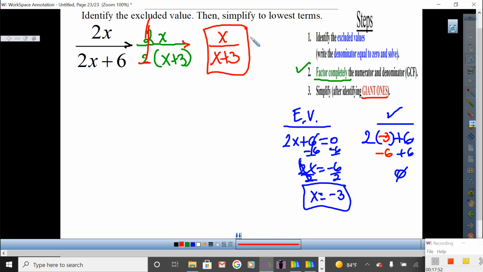All right. From 1 to 5, how comfortable are you with simplification? Yeah, 5, 5, 5, 5, okay. How about with excluded values? Yes. We got this, yes?